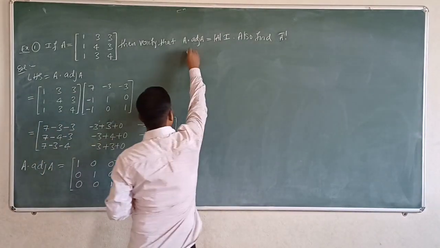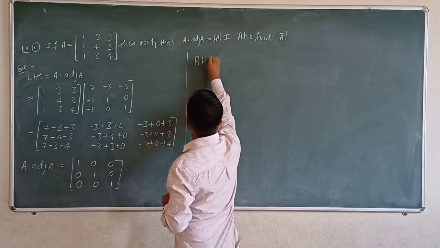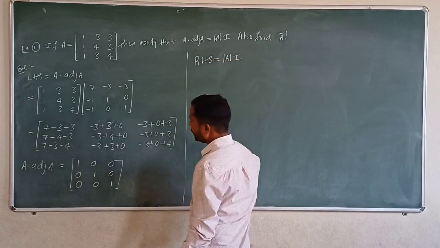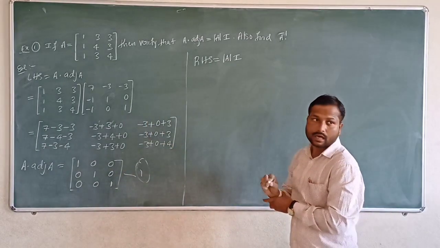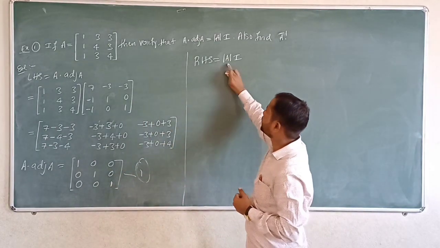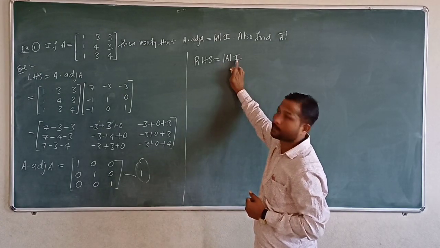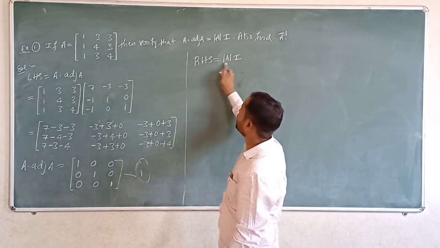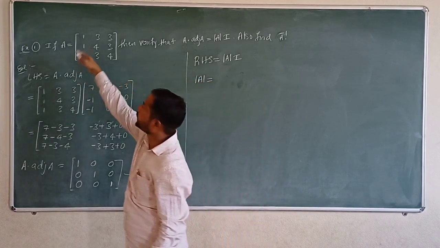Take up the RHS. RHS is what? Determinant of A into I, take this as equation number 1 now. What is the meaning of determinant of A into I? The determinant value is multiplying with the identity matrix. Now find out what is the determinant of A. It is the determinant value.